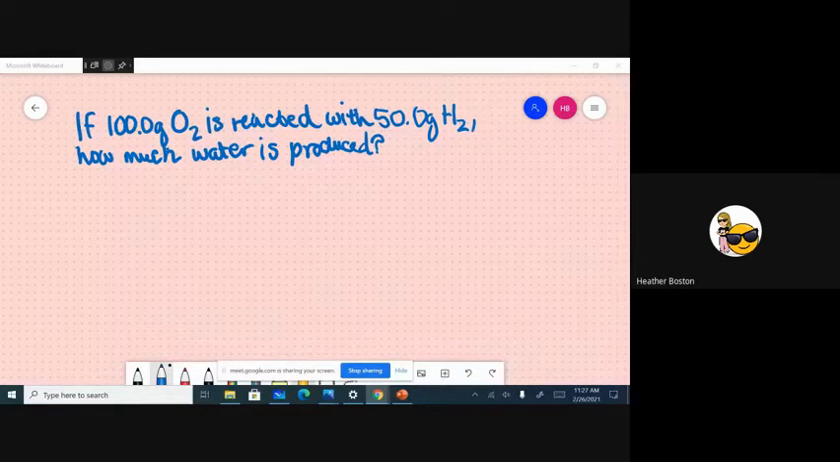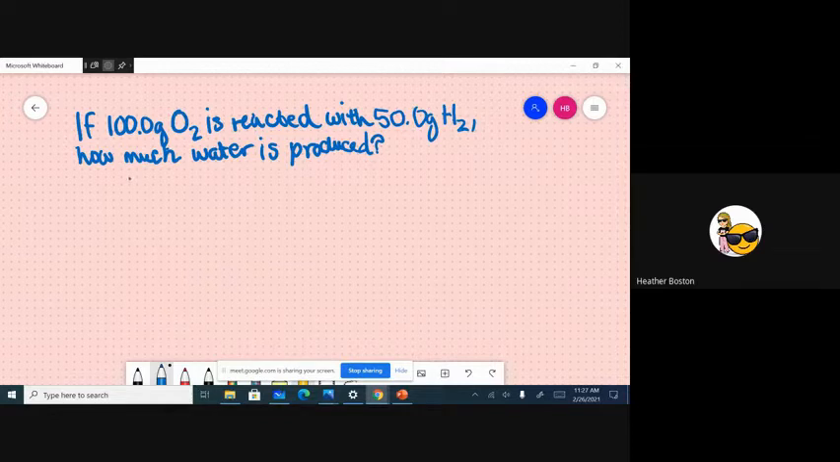Okay, if 100 grams of O2 is reacted with 50 grams of H2, how much water is produced? We know this is a limiting reactants problem because we are given two givens from two different reactants. So first things first, the first step is to always come up with a chemical equation and then balance it.